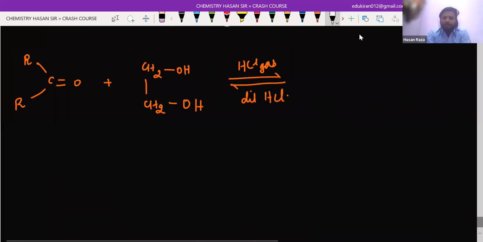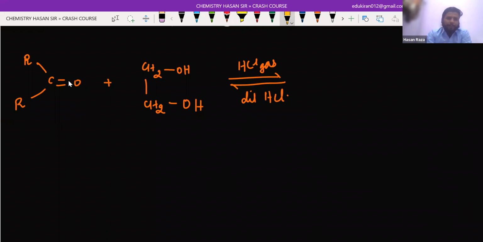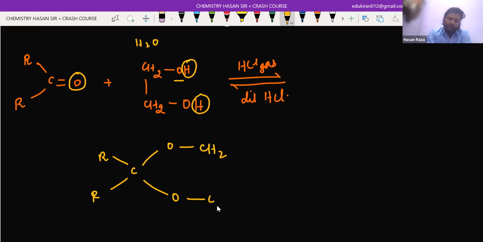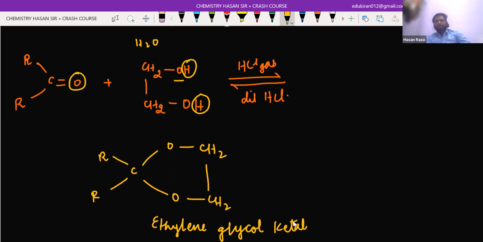So see, I'm going to explain this reaction. Basically this O and this hydrogen will be eliminated, that means H2O will be eliminated from this reaction. And see how the reaction will take place. R, C, and C, and then this O will be connecting with this, and then CH2, then again O, and then this CH2. What is its name? We can call it ethylene glycol ketal. Ethylene glycol ketal. So this is also part of the nucleophilic addition elimination reaction.